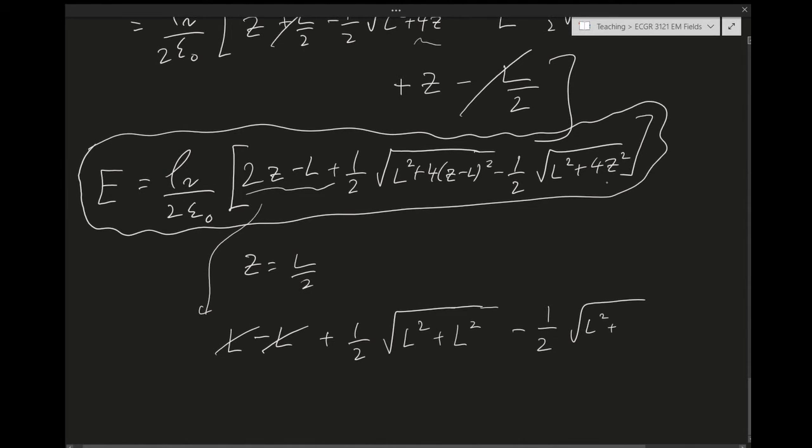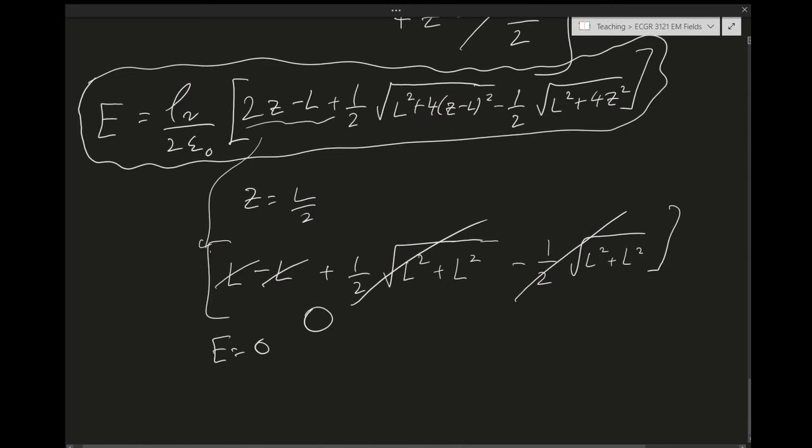Z is L over 2, so it becomes L squared over 4, L squared, right? So this term also cancels this term, and I end up with 0. So E is going to be 0 at the center of the cylinder, and that confirms the calculation.